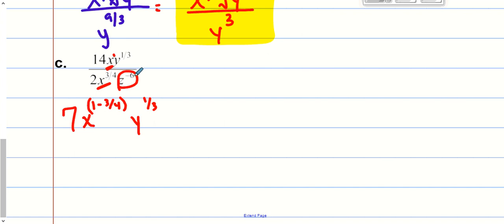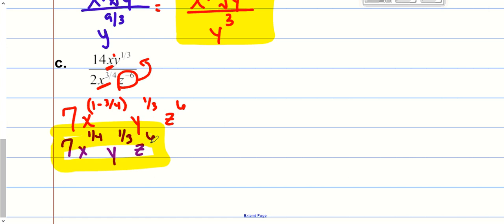-6th. If it's a negative exponent, you cross the line, change the sign. So I'm going to move that up to the top. And it's becoming positive, so z to the +6th. Now let's just simplify. So I have 7 times x to the, well, 1 minus 3/4 is 1/4, y to the 1/3, z to the 6th. And we're going to leave it just like that.